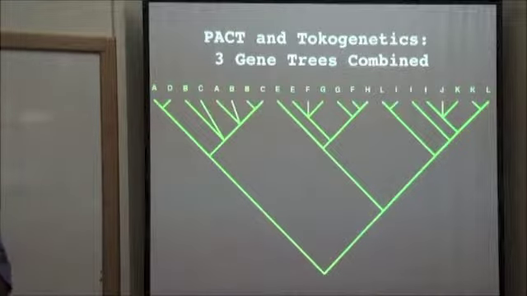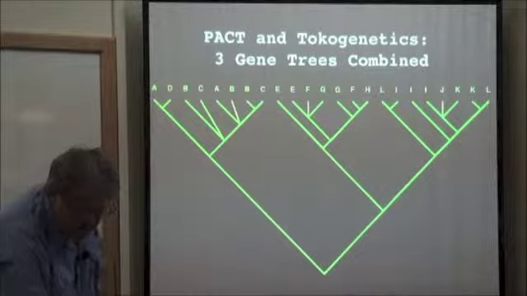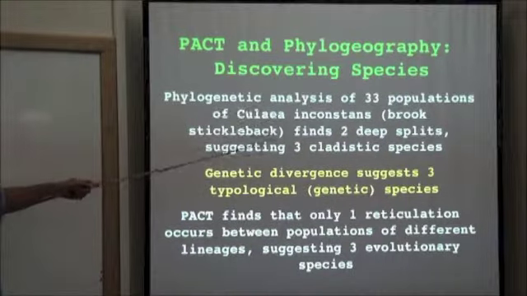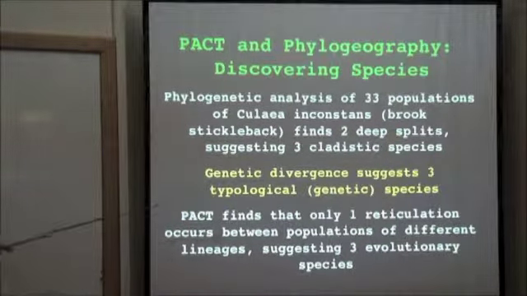So you can just use your imagination. You just say, all right, here's the study I want to do. What would that look like? What kinds of gene trees would I expect to see? What kinds of relationships would I expect to see? Now, one of the things you have to remember about this is that, okay, this is just what I said, 33 populations, 2 deep splits.